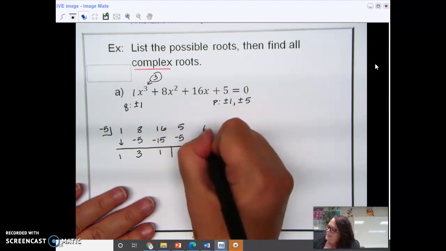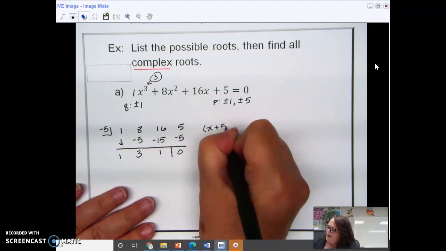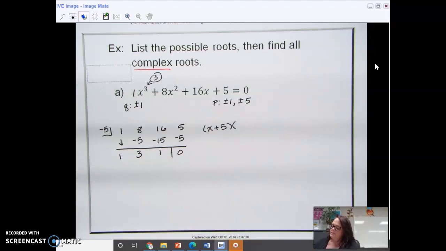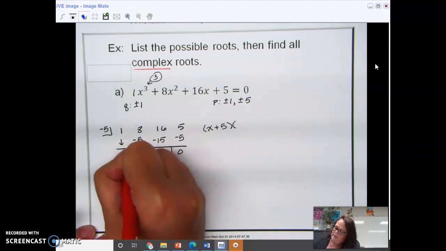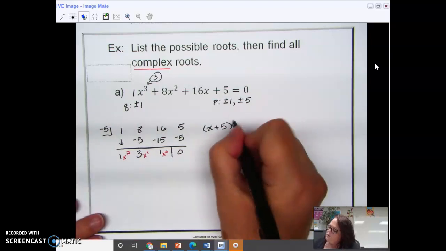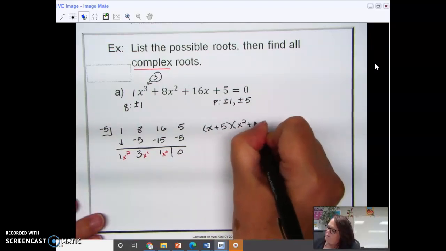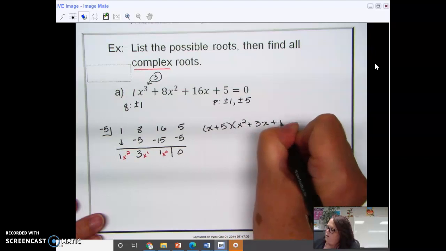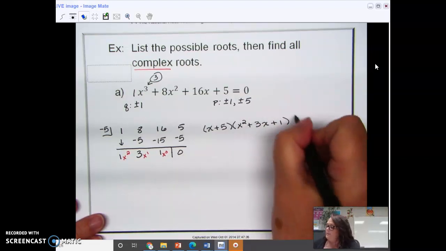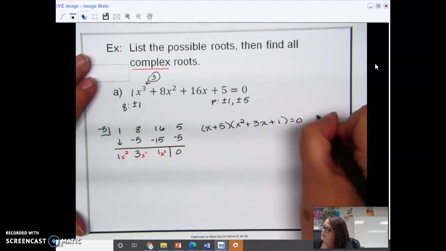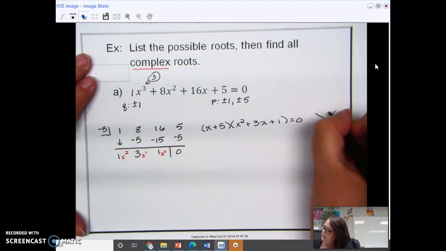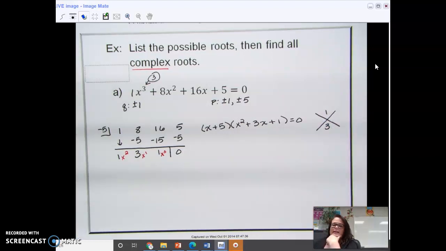So we would say that this is x minus negative 5 times this depressed polynomial. So this is x to the 0, x to the 1, and x to the 2. So I have times x squared plus 3x plus 1, because x to the 0 is just 1, is equal to 0. So if I tried to factor this, do you see that I'm asking what multiplies to give me 1 that adds to give me 3? And there's nothing.